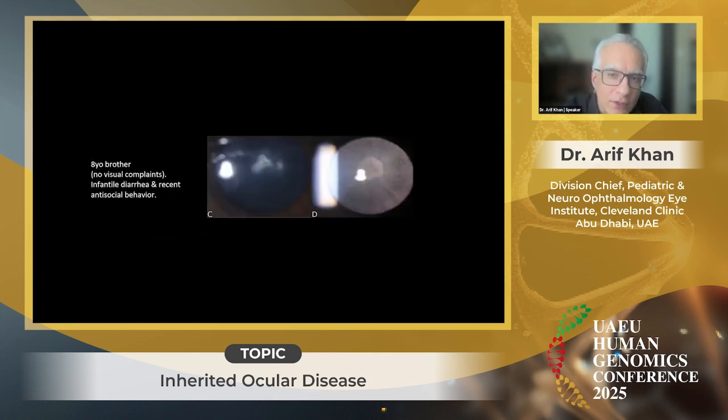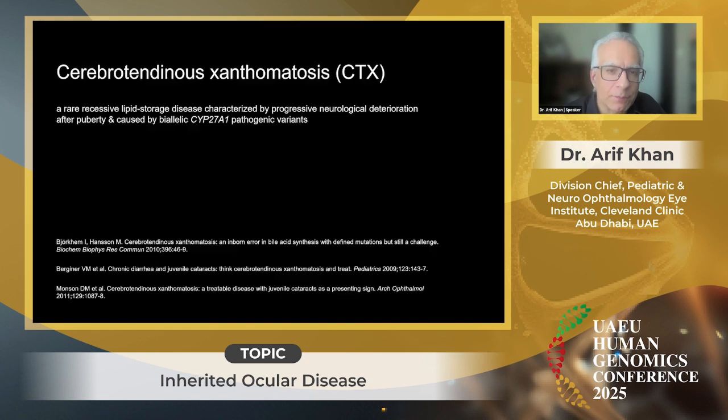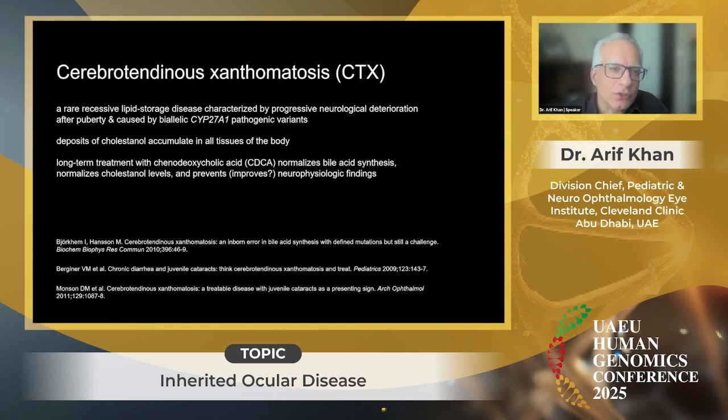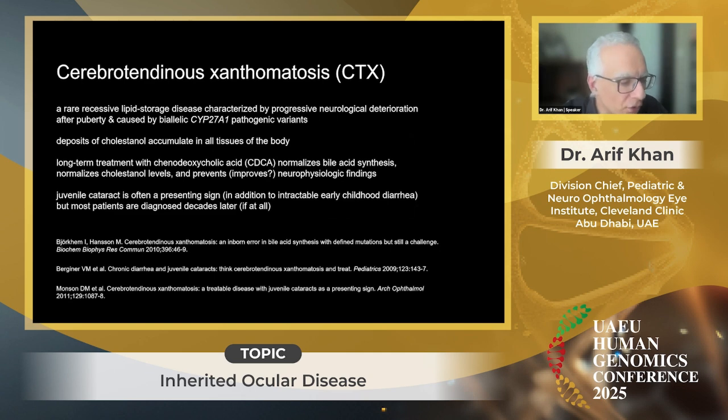There was a younger brother who was actually asymptomatic visually, who we picked up with genetic screening. And here you can see the fleck-like opacities accumulating. The cataract hasn't come to a stage where it's visually significant, but he also had infantile diarrhea, and he also had this condition. This is probably the earliest diagnosis made. This is a pre-symptomatic, pre-visual symptoms diagnosis. Cerebrotendinous xanthomatosis is an extremely important disease to know about for ophthalmologists because it's treatable.